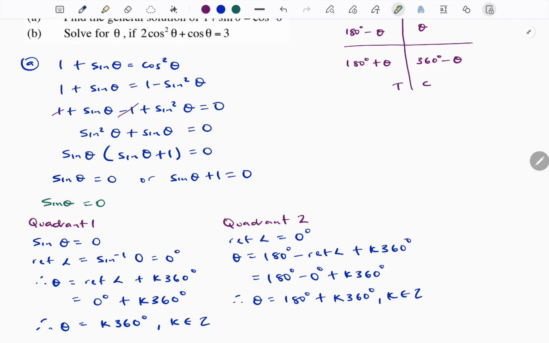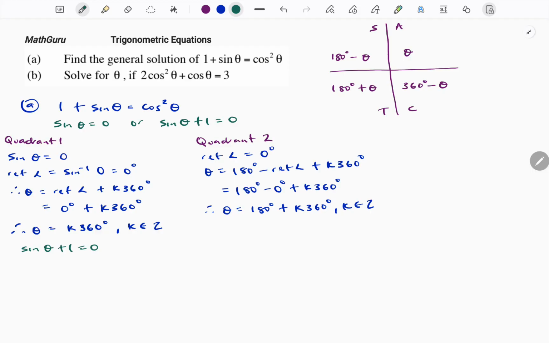Now I'm going to solve for sine theta plus 1 equals 0. I'm going to go through the steps again. So for sine theta plus 1 equals 0, I have sine theta equals negative 1. If I go back to my CAST diagram, sine is negative in the third and in the fourth quadrant, such that I need to work separately for each of those quadrants. I start with getting my reference angle. To get my reference angle, I have reference angle equals the arcsine of 1. I ignore the negative value, and that is going to give me 90 degrees.